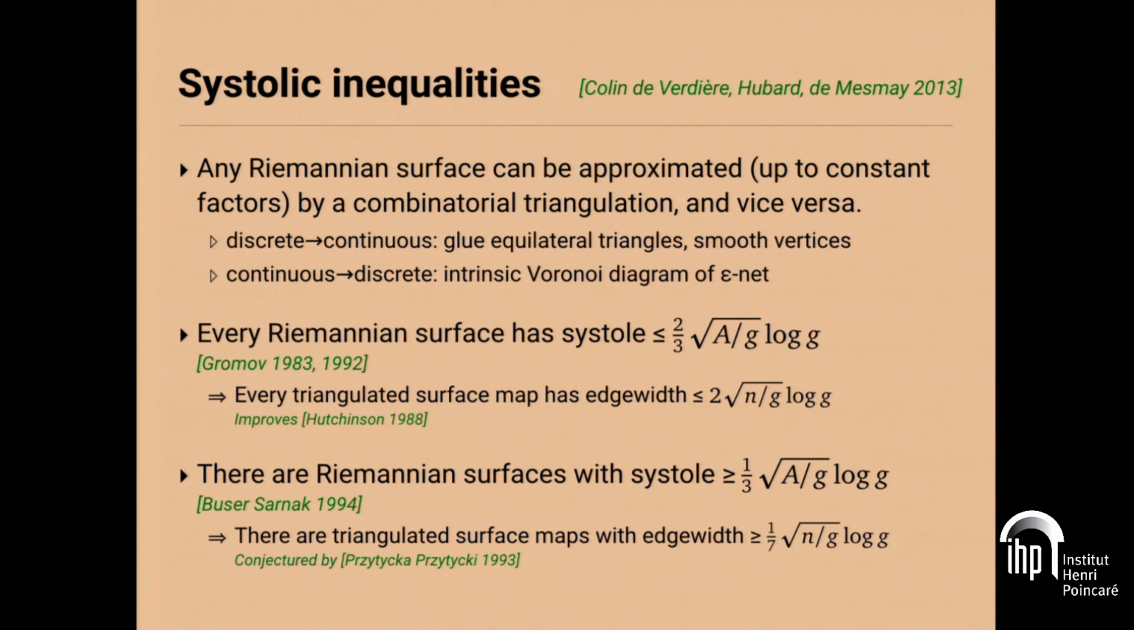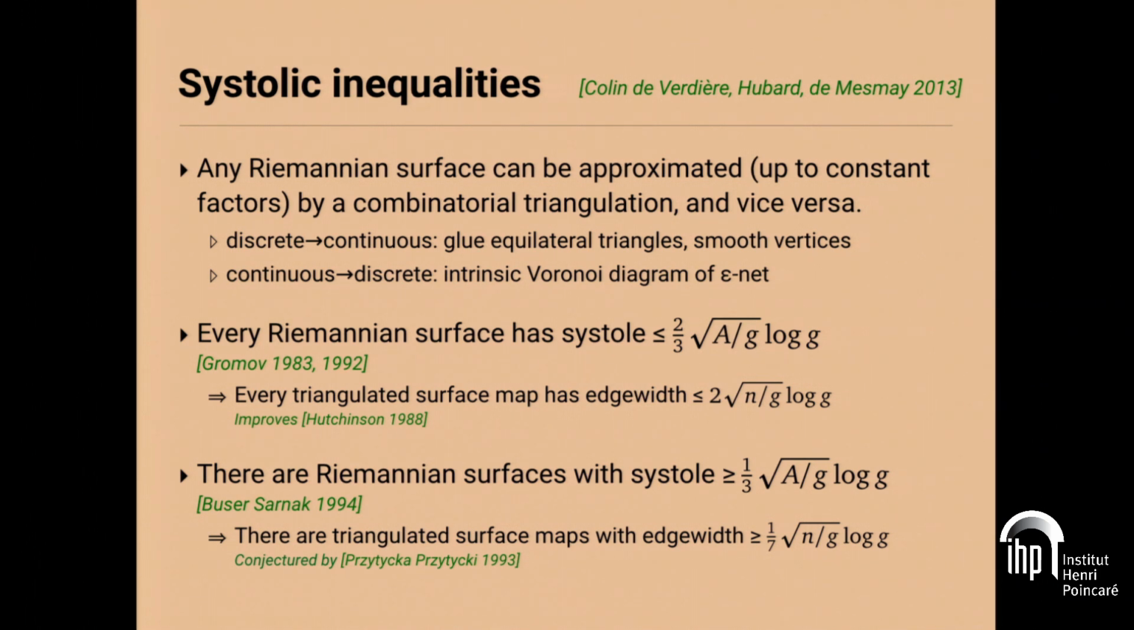So Gromov showed that every Riemannian surface with area A and genus G has to have a non-contractible cycle of length at most square root of A over G times log G, which is a bizarre looking function, but actually makes sense when you walk through the proof. I should say the constants here, I've just simplified the constants so that the inequalities would be true. These are not the actual constants, but I didn't want to crowd the slide.